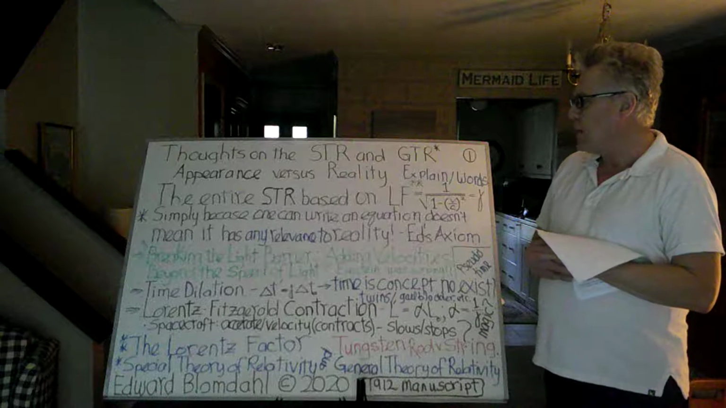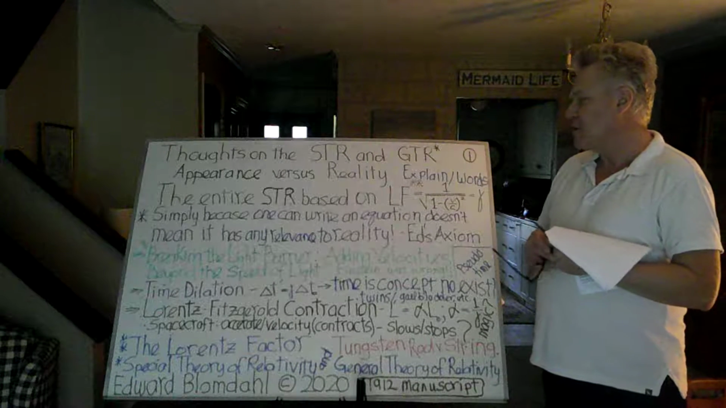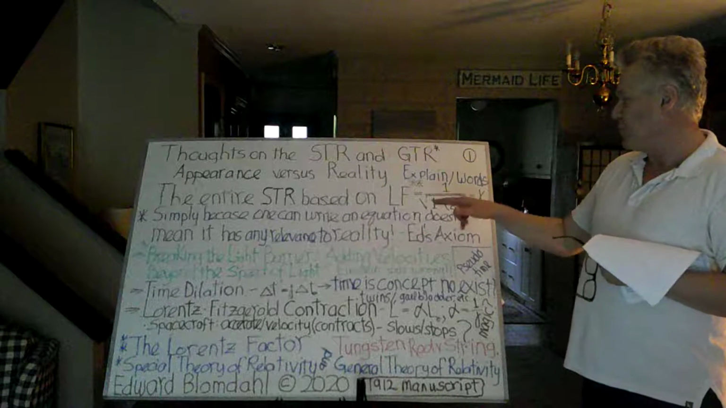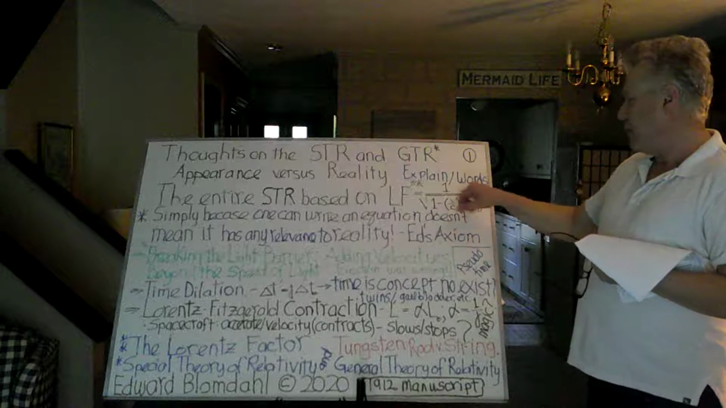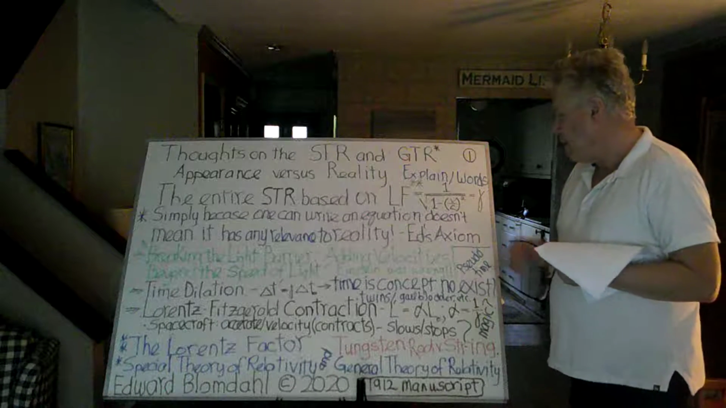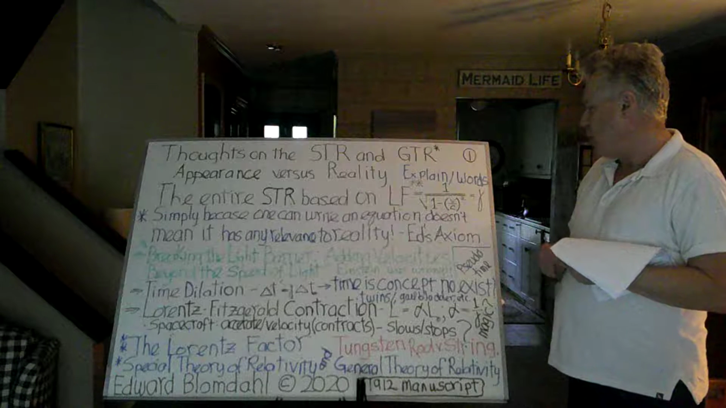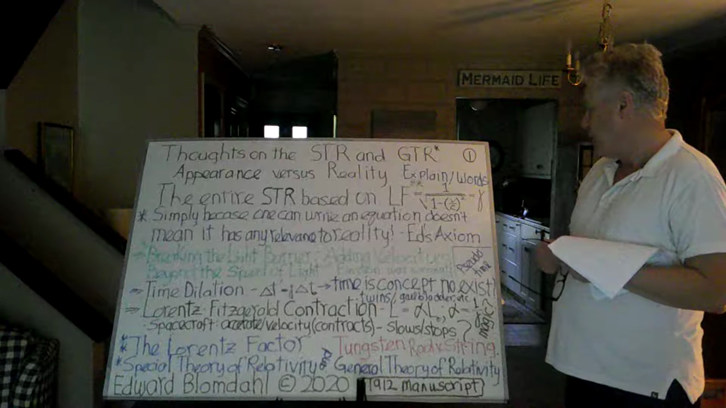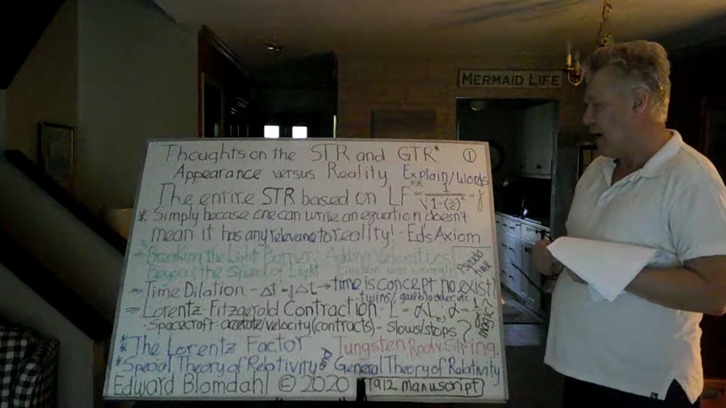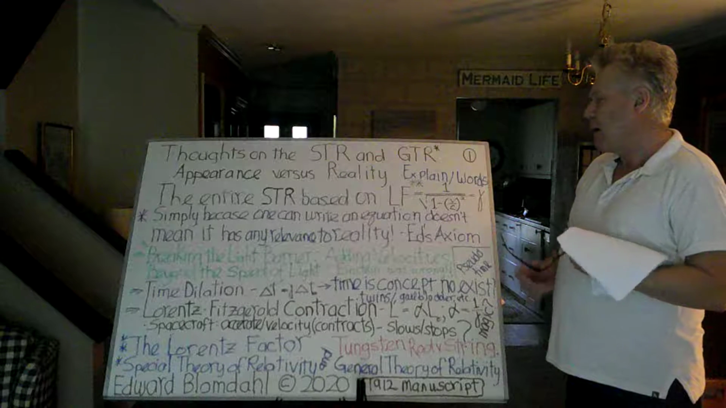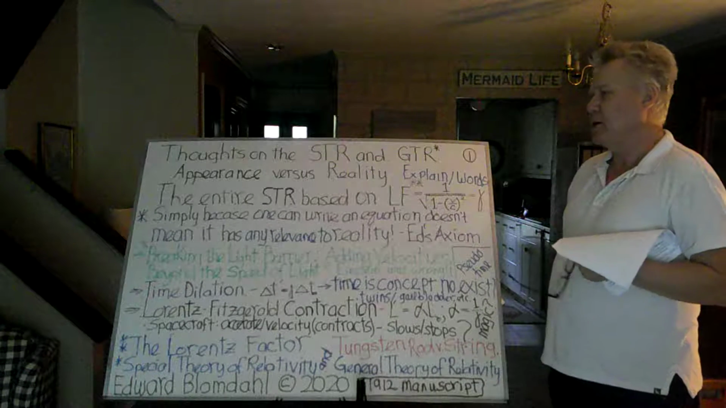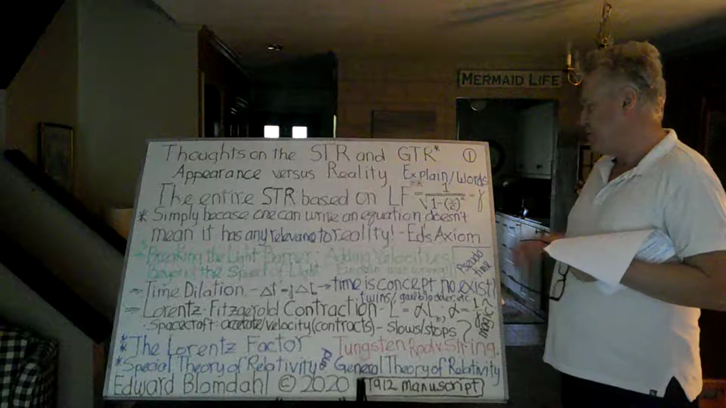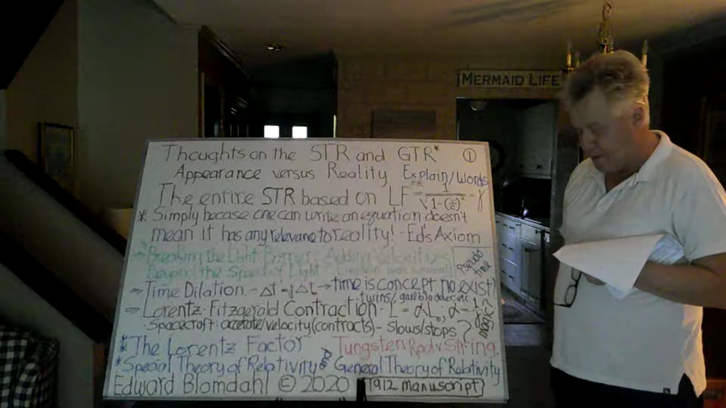The entire special theory of relativity is based on something called the Lorentz Factor. And here it is right here: 1 over the square root of 1 minus v²/c². It's sometimes denoted by gamma. That really inhibits anything from going faster than the speed of light, and it was designed to do that.